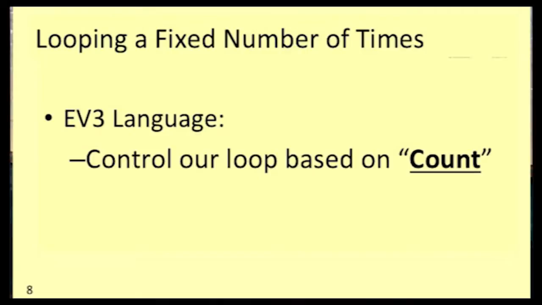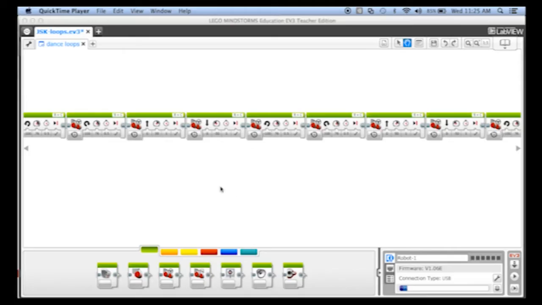Let's start by learning how to loop a fixed number of times. So we can turn our 3-second dance into, say, a 150-second dance. In EV3 programming, we say we're going to control our loop based on count. Okay, so this was our 9-second dance.